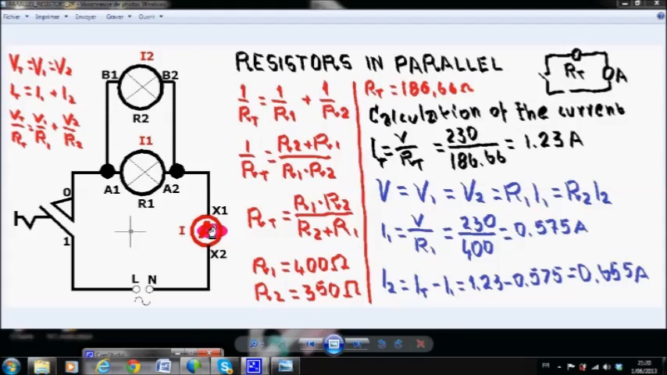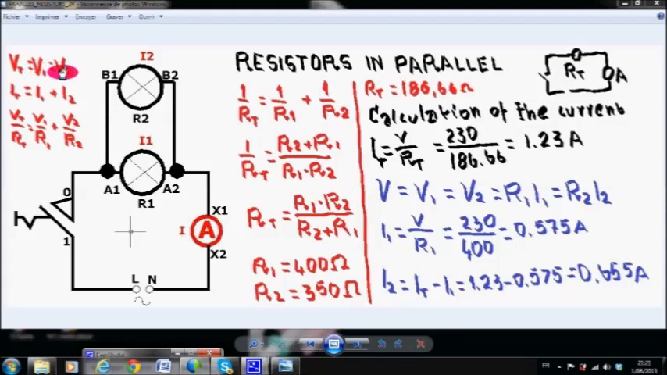So the important relation is that the total voltage of our circuit is equal to the voltage here, and it's the same as the voltage you have here. As two light bulbs are in parallel, the voltage of the power supply is the same as the voltage you have here. It is the same as the voltage you have here. So VT equals V1 equals V2.